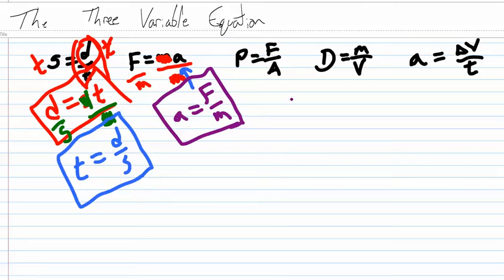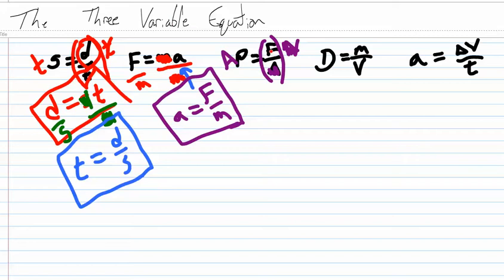So I'm just going to do one more. I'm going to do this one. What if I want to get this A, this area, by itself? This one looks different because it's on the bottom, and we didn't start with the other ones on the bottom. So if I want to get rid of a divided by A on the bottom, I'm going to multiply both sides by A. And that means it's going to cancel out on this side. So now I've got F equals A times P.